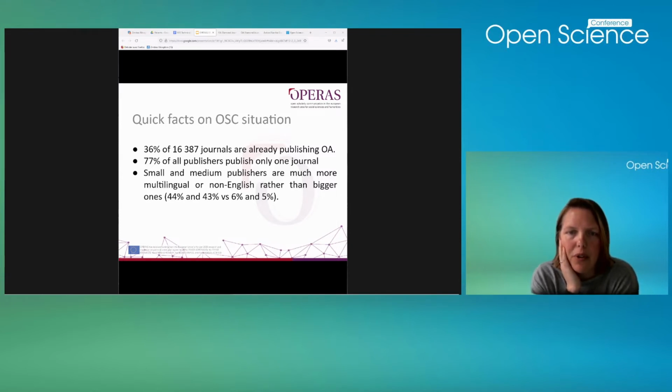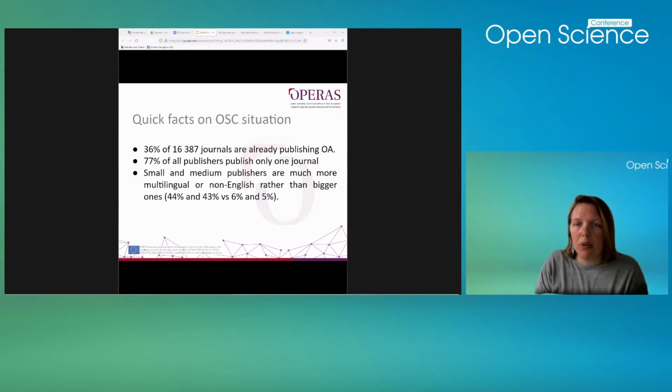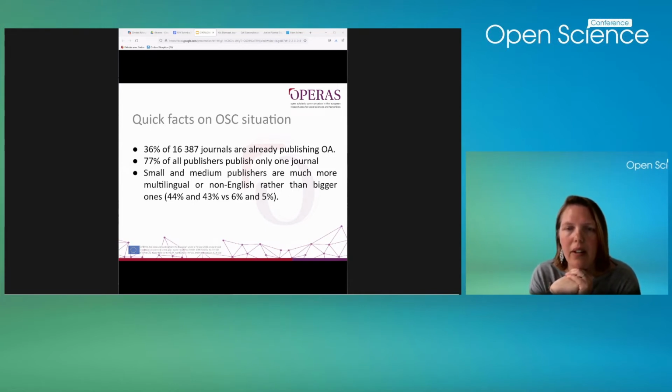Secondly, publishers can focus on a single journal. 77% of all publishers publish only one journal. Why? Because more often the publishers are also researchers, and it's even the contrary: researchers can also become, or are also, publishers. And the third point is that these journals are very close to a specific community in terms of discipline or topic, but also in terms of language. And this is why, as you can see in the third point, small and medium publishers are much more multilingual or non-English than bigger ones.